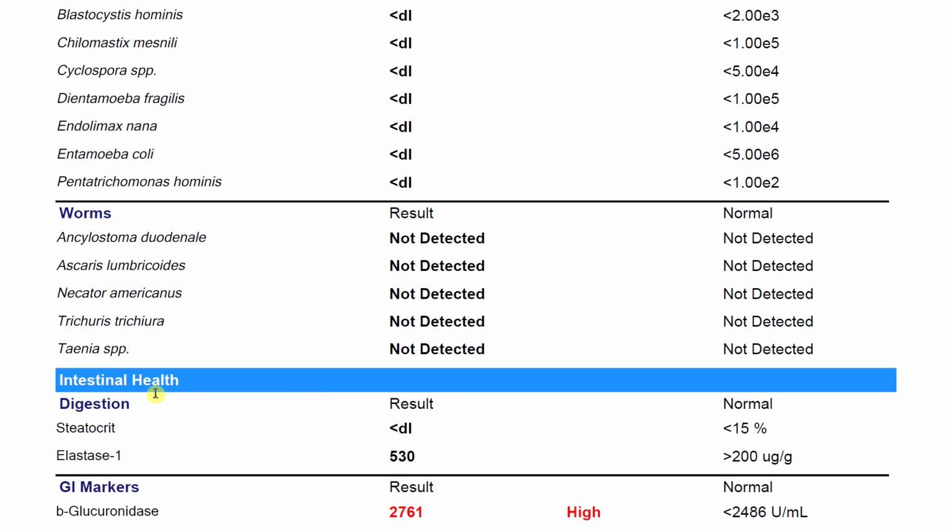Previously, your steatocrit was elevated, and this could indicate poor fat absorption or malabsorption of fats. You can see here that it's less than the detection limit, so this is much better than it was previously. You were high before, it's now normal.